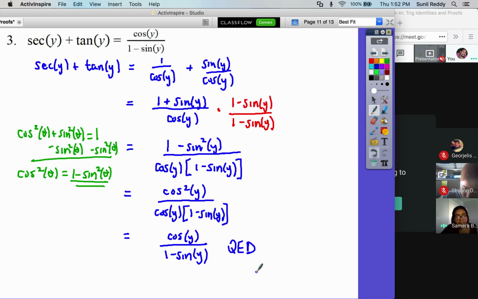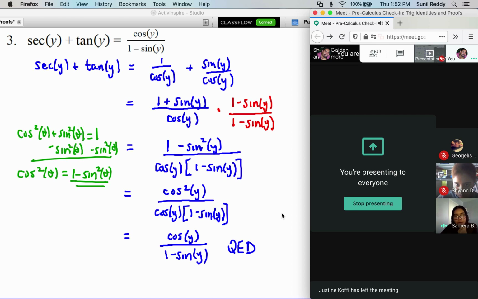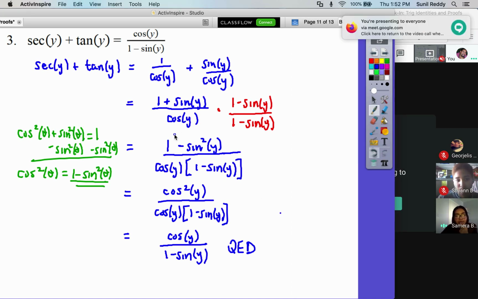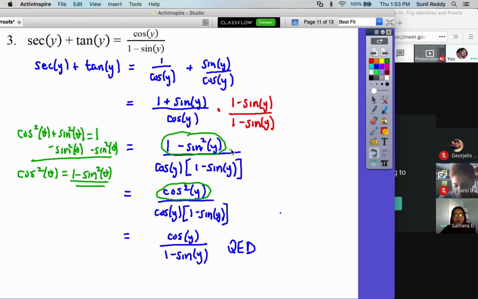Mr. Reddy, I have a question. Yep. So I'm still kind of confused on how we got the cosine squared y at the top in step 4. Yeah, so this was the same question that Shai was asking on the last one. This stuff here became this stuff here because I thought to myself that the Pythagorean identity that I'm storing, cosine squared plus sine squared equals 1, if I subtract sine squared from both sides, that gives me cosine squared equals 1 minus sine squared. And if I know that's true, then I took the 1 minus sine squared and replaced it with the cosine squared. Oh, okay. I got it now. Yep.